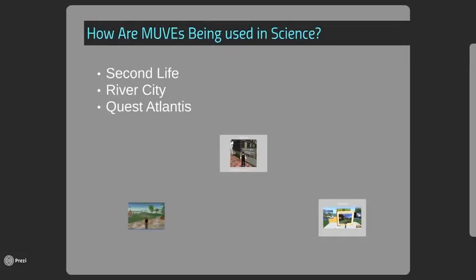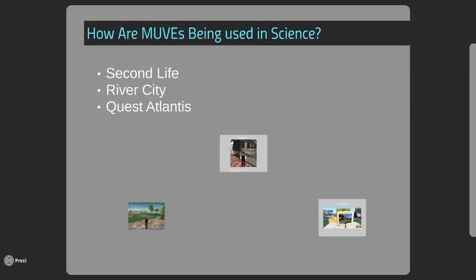Through my research, a number of MUVEs were identified as being prominent in the educational setting. The first is that of Second Life. This is a virtual environment that has been used extensively by post-secondary institutions. It acts as a virtual meeting place for students and teachers where they can collaborate on ongoing projects.